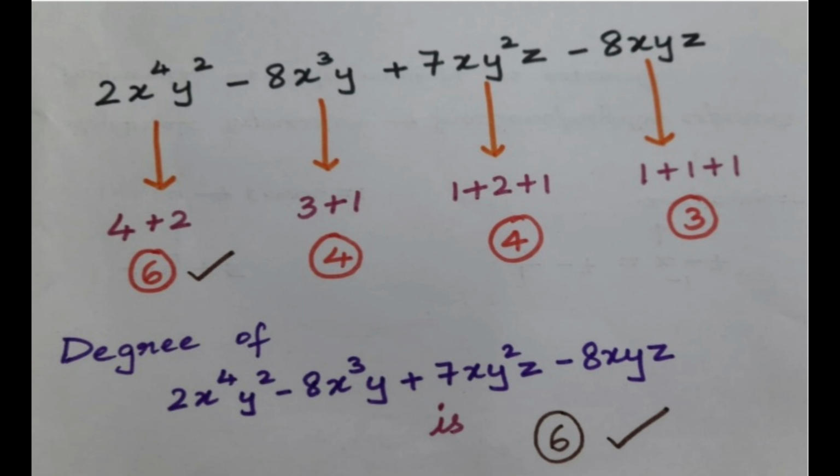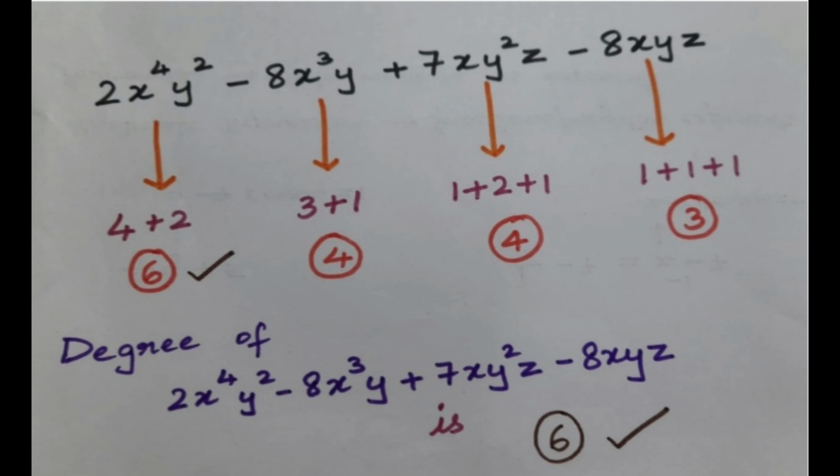Similarly, for the second term, minus 8x cube y, the power of x is 3 and the power of y is 1. So, adding up the exponents, you get 4. And for the term 7xy square z, the power of x is 1, the power of y is 2 and the exponent of z is 1. So, adding up the exponents for this particular term, you get 4. And for the last term minus 8xyz, the degree is 3 because the powers of x, y and z are 1 respectively.